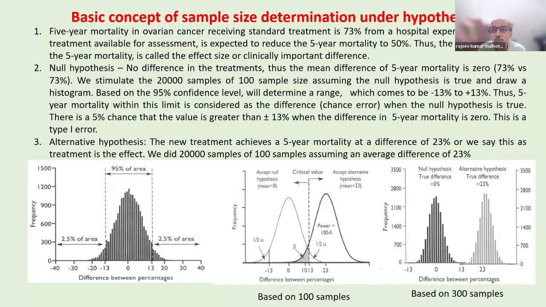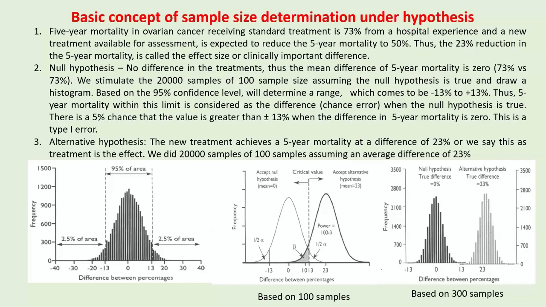That means the mean difference of 5-year mortality proportion is 0. That means 73% in standard treatment and 73% on average, this is on an average basis, 73% in the new treatment. Now, I simulate 20,000.